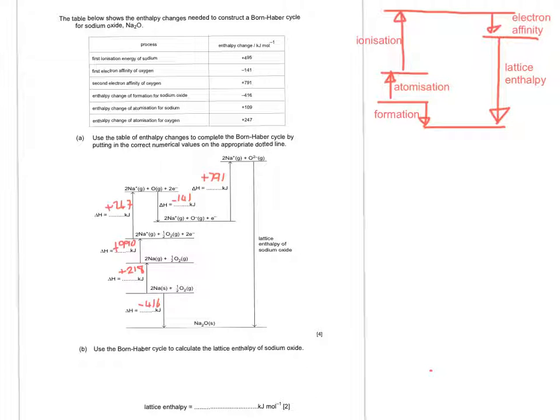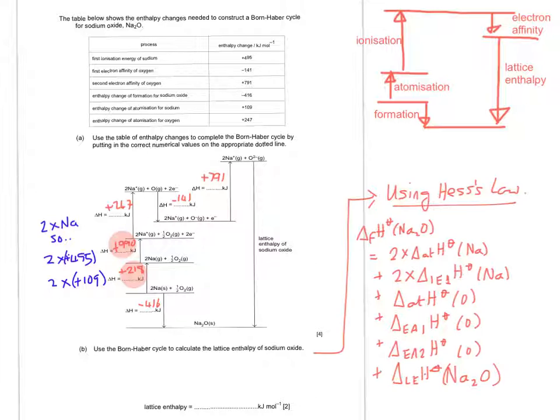Have a look at the ones I'm about to highlight. And the reason behind that is that there's 2 sodiums in sodium oxide. So I have to multiply the atomization and the first ionization energy twice. So the way I'm going to do this is I'm going to use Hess's law, because that's what seems to be in many of the textbooks. I'm going to stick to that technique when I'm modelling how to do this in an exam.